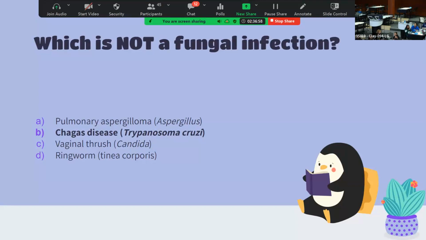Ooh. So remember, ringworm is the cutaneous infection caused by dermatophytes. Aspergillus is the invasive one, and so is Candida. I have no clue what Chagas disease is. I think it's a parasitic infection. But yeah.